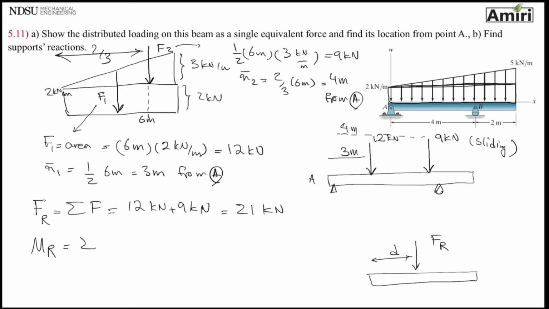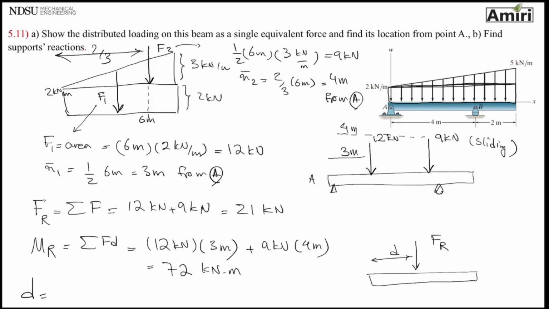My MR is going to be the summation of those moments, which is 12 kilonewtons multiplied by 3 meters plus 9 kilonewtons multiplied by 4 meters, which is 72 kilonewton meters. So far what I have is a beam like this. Sorry, it's getting kind of crazy. I have a force of FR equal to 21 kilonewtons and a moment of 72 kilonewton meters. I want to move the FR so I get rid of that moment.